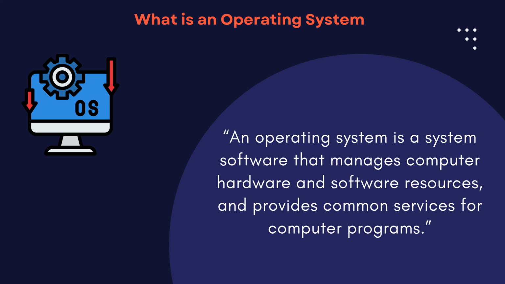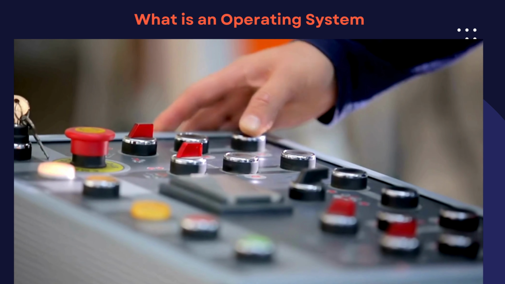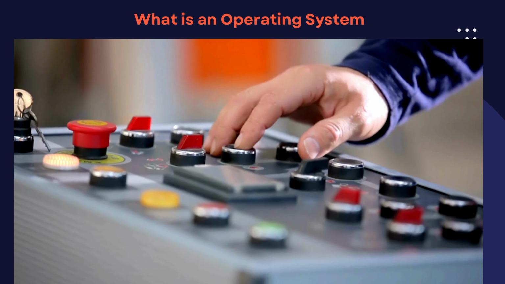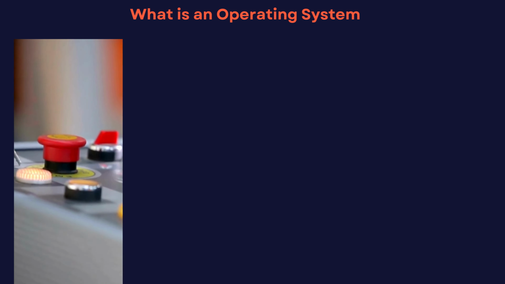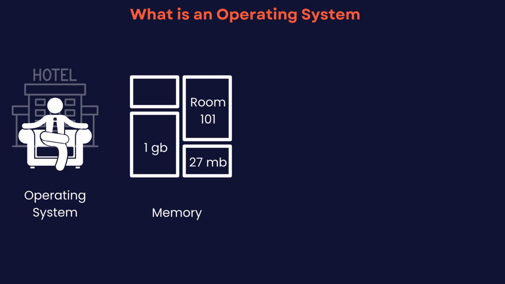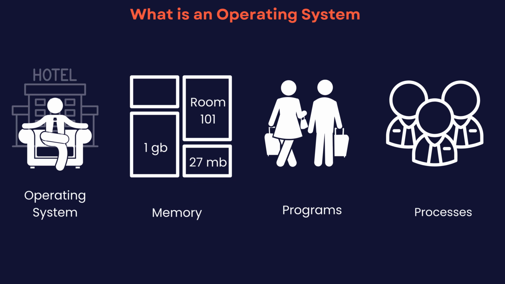What is an operating system? An operating system is system software that manages computer hardware and software resources and provides common services for computer programs. Simply put, an OS is the master controller of your computer. Think of it as the manager of a large hotel. It oversees the rooms, the guests, and the employees. In this scenario, the rooms can be likened to your computer memory, the guests can be likened to your computer programs, and the employees can be likened to the different processes that run on your computer system.